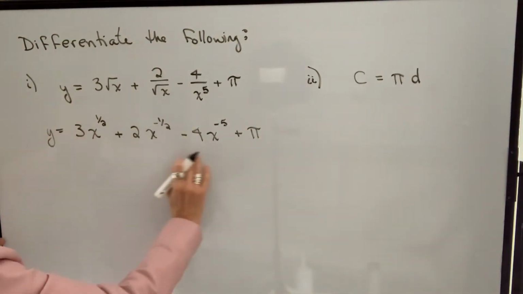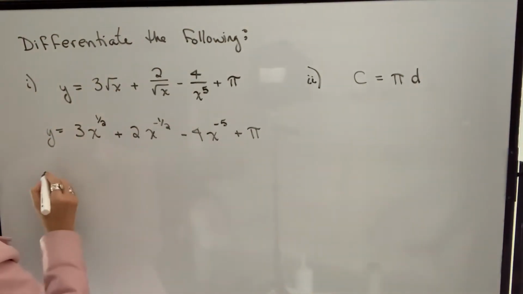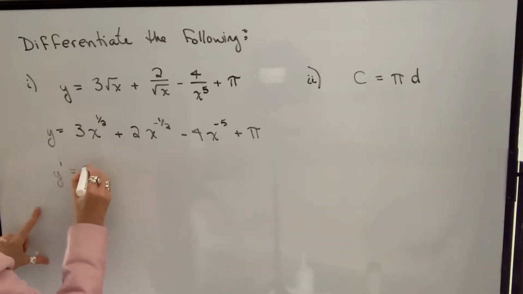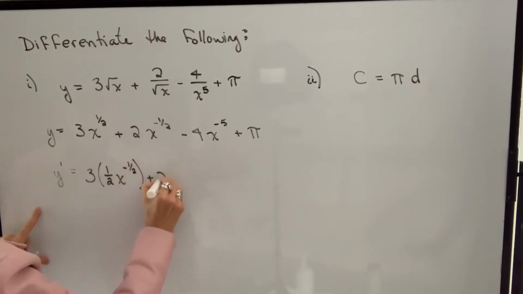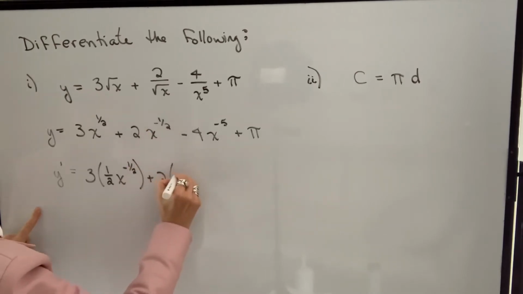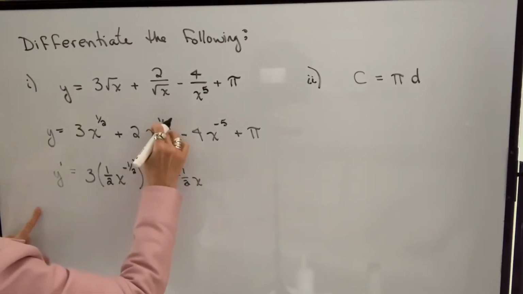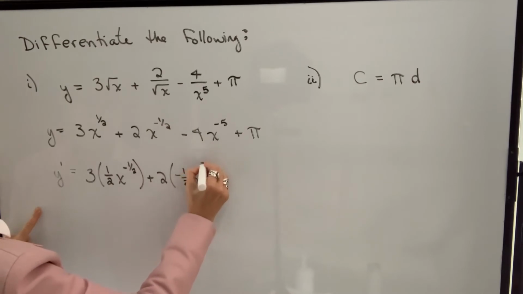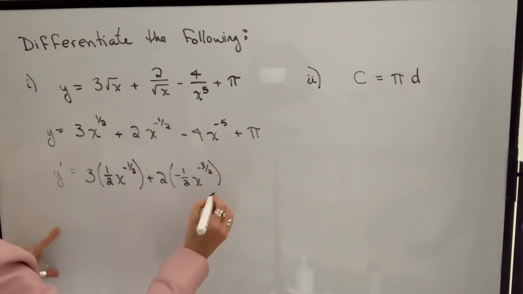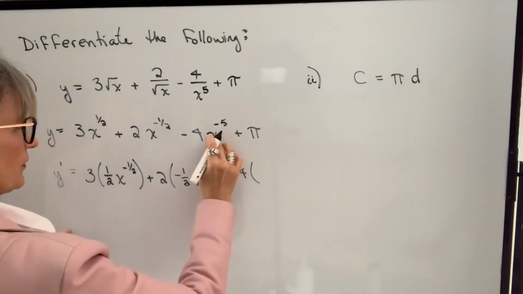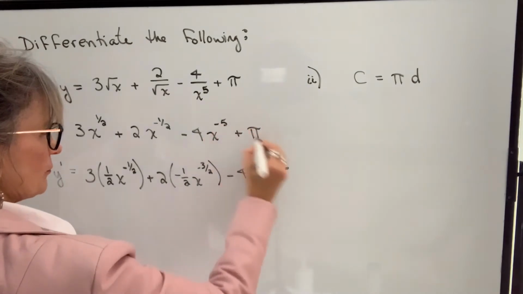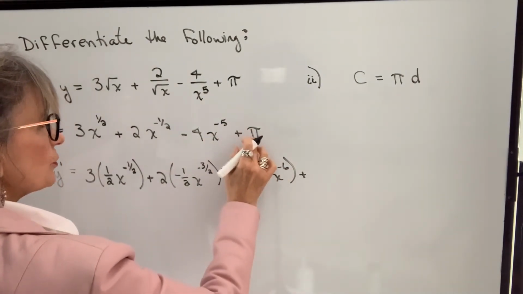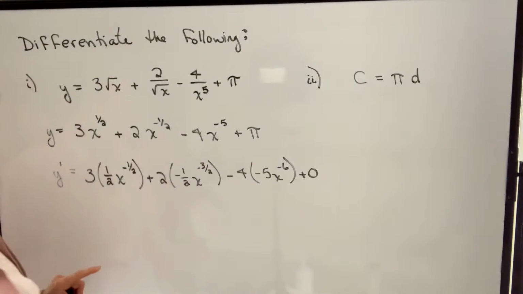Now that we have everything written in this form, I can differentiate. My derivative will be equal to 3 times 1/2 x to the negative 1/2, plus 2 times the derivative of x to the negative 1/2, which will be negative 1/2 x to the negative 1/2 minus 1. You've got to know your fractions. That would be negative 3/2. Minus 4 times the derivative of x to the negative 5, which will be negative 5 x to the negative 6, remember you're subtracting 1, plus the derivative of pi is 0.